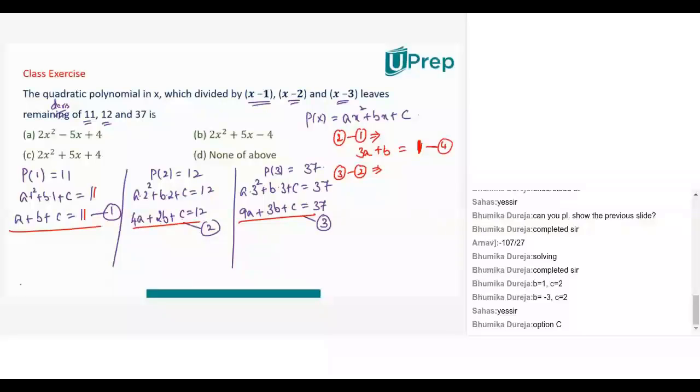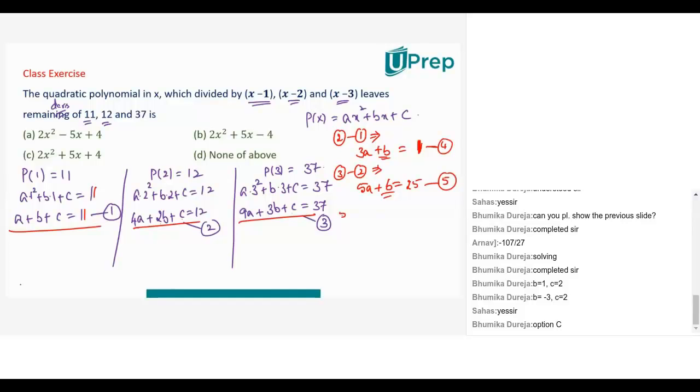So when I subtract 3 minus 2, again the c terms are the same. That's why I'm subtracting. 9a minus 4a is 5a, plus 3b minus 2b is b, equal to 37 minus 12, 25. Now you observe the fourth and fifth equations. No more c term. Only a and b are left. If you closely observe, both have the same b term. This is also plus b. This is also plus b.